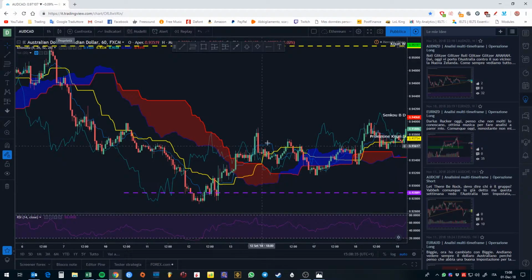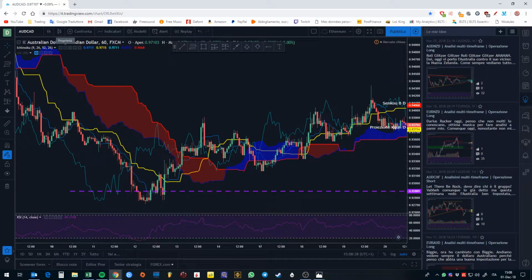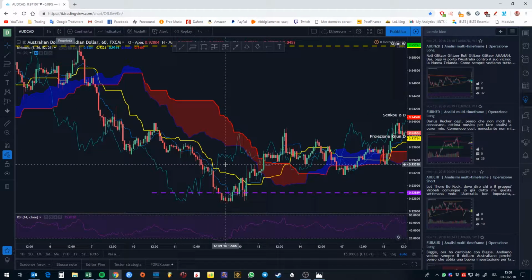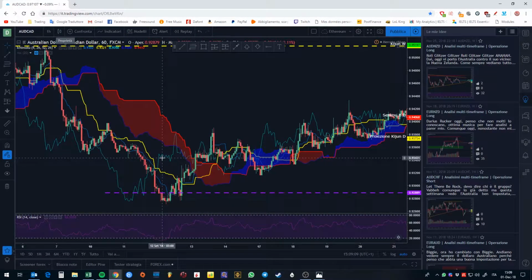Okay, so the entry point didn't break. And where did I enter then? On 0.93346, 3346 here. Okay. Why did I enter that? No, maybe under 15 minutes.